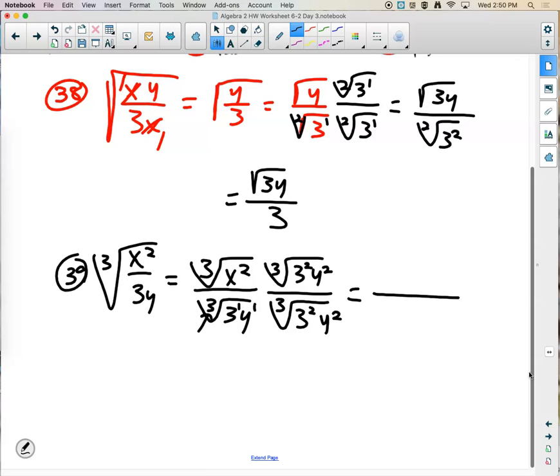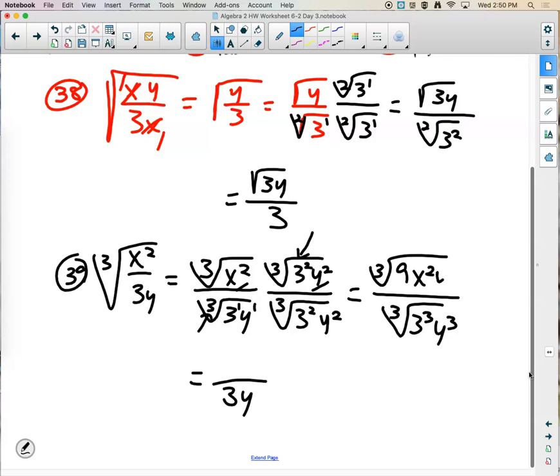So my denominator is now going to be the cubed root of 3 to the third y to the third, which is great because that's 3y. And up here in the top, I have to do 3 squared, which is 9, so cubed root of 9, and then I have an x squared and a y squared. And that just comes along for the ride. Because this one was really about rationalizing the denominator for number 39.